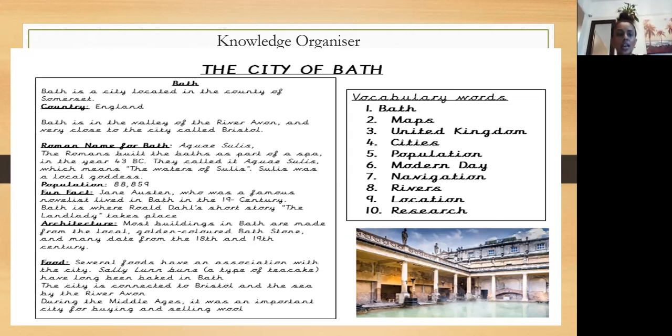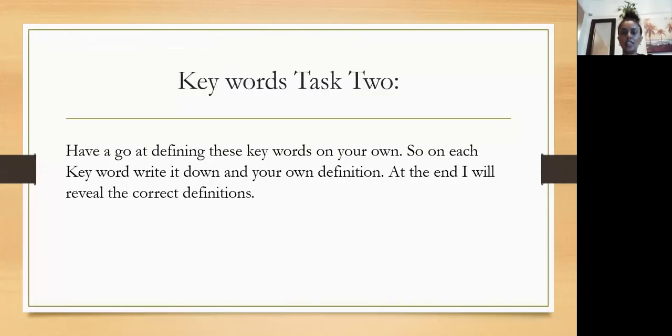So Bath. There's a little bit of information about Bath, where it's located, the Roman name for Bath, some fun facts about the architecture, so the building and how it's structured, types of food that are eaten in that city, and the vocabulary words which we'll be looking at in today's lesson. So here is your second task.